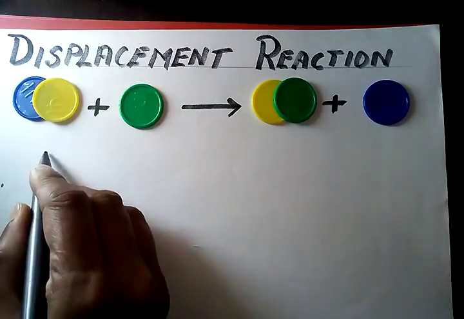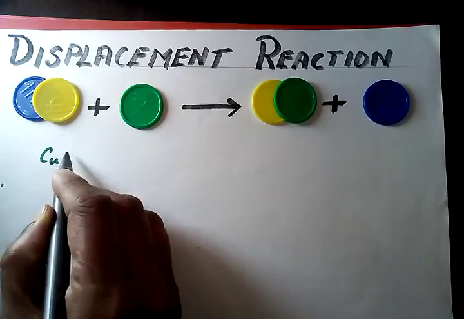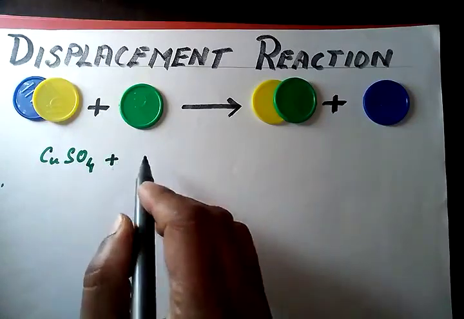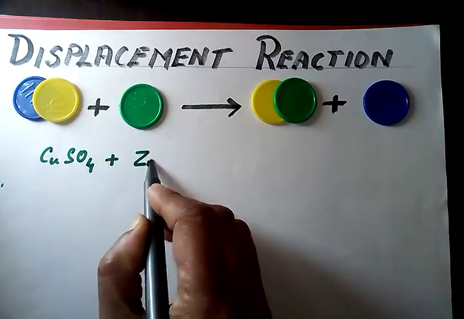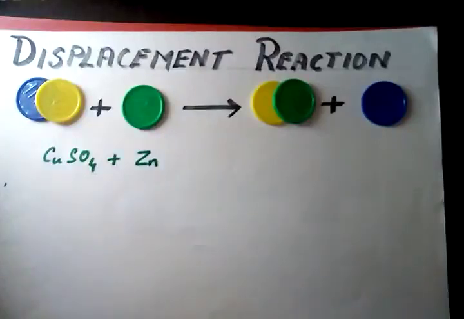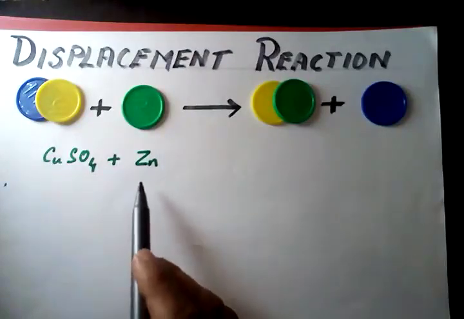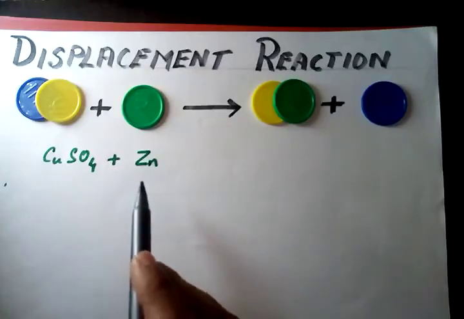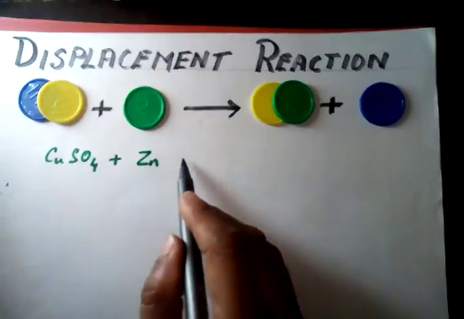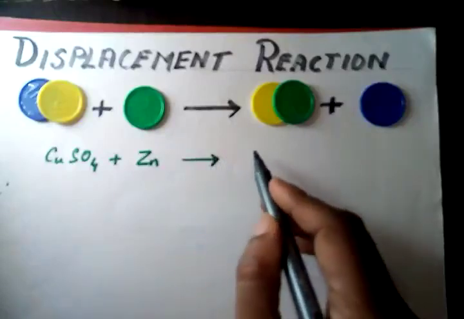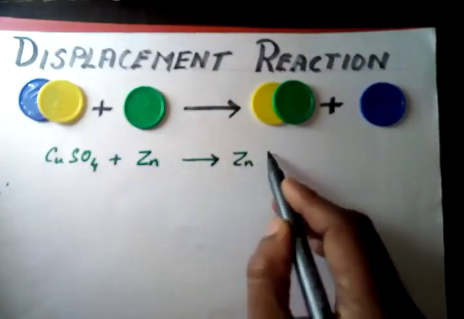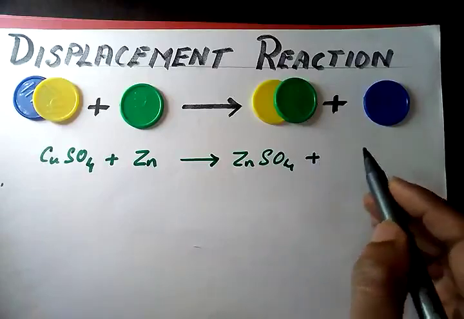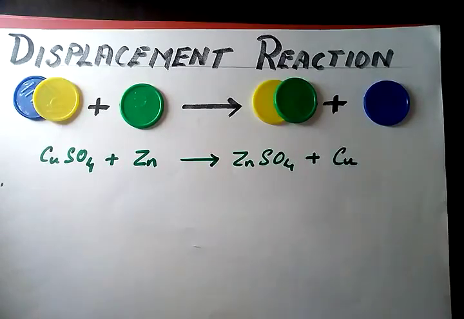You have copper sulfate made to react with zinc. Zinc is more active than copper. So what happens is zinc displaces copper from copper sulfate. Zinc takes up the place of copper and releases copper.